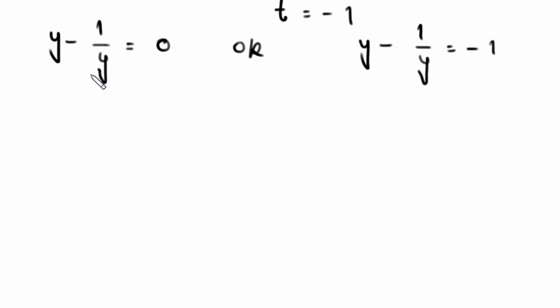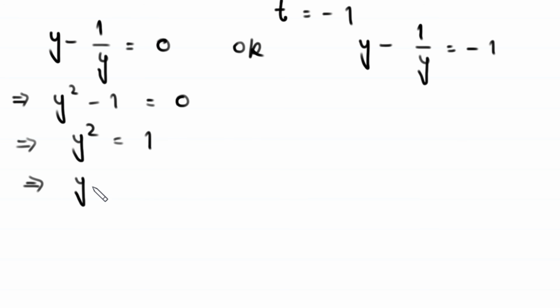If we multiply both sides by y, this implies that y squared minus 1 equal to 0. This implies that y squared equal to 1. If we take the square root of both sides, this implies that y is equal to plus minus 1. Means that y equal to 1, y equal to negative 1.